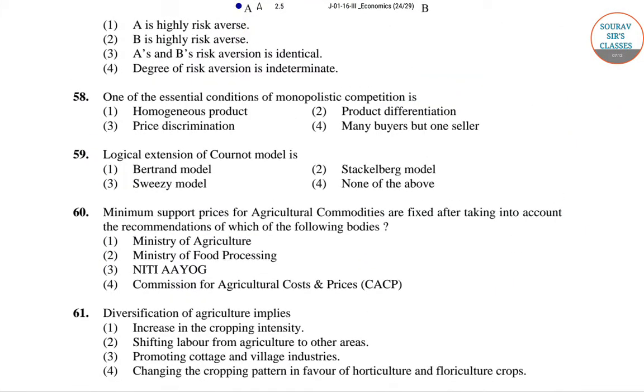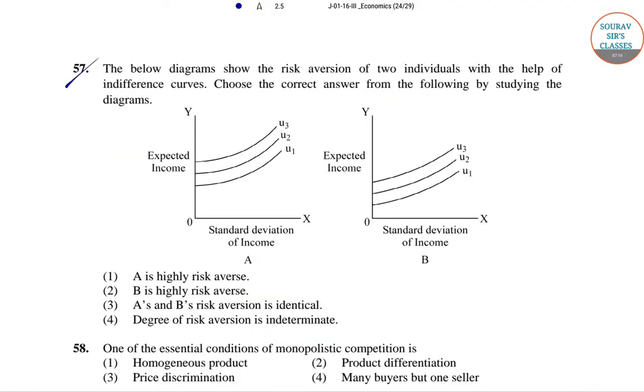Now what I'll do is revise the questions that I've done so far. First I'll start with question number 57. In this question it is given two diagrams that show the risk aversion of two individuals with the help of indifference curves. Now choose the correct answer from the following by studying the diagram. Two diagrams are given. On the left hand side, standard deviation of income is on the horizontal axis and expected income on the vertical axis. Now we have to understand which of the following is the right answer for these two diagrams.